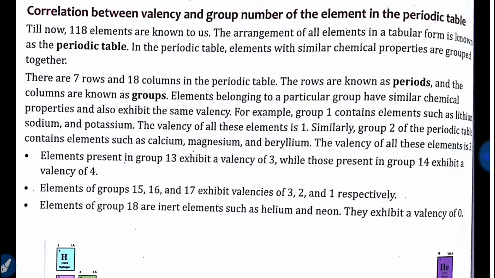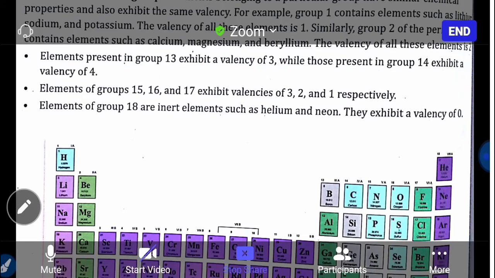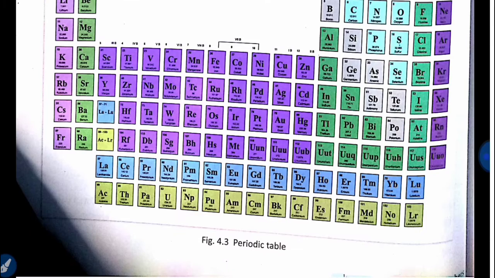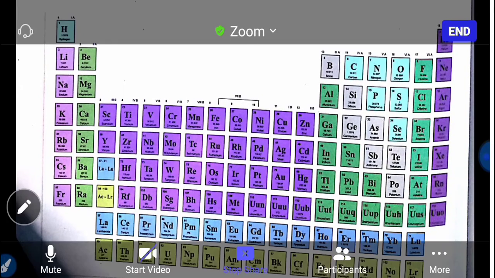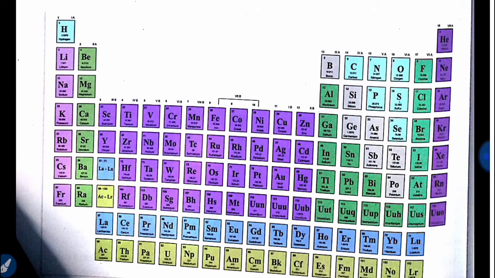You can see in this periodic table all elements are arranged in a tabular form, in a table form. Why are we giving them in a table? Because it is convenient for all to understand them.